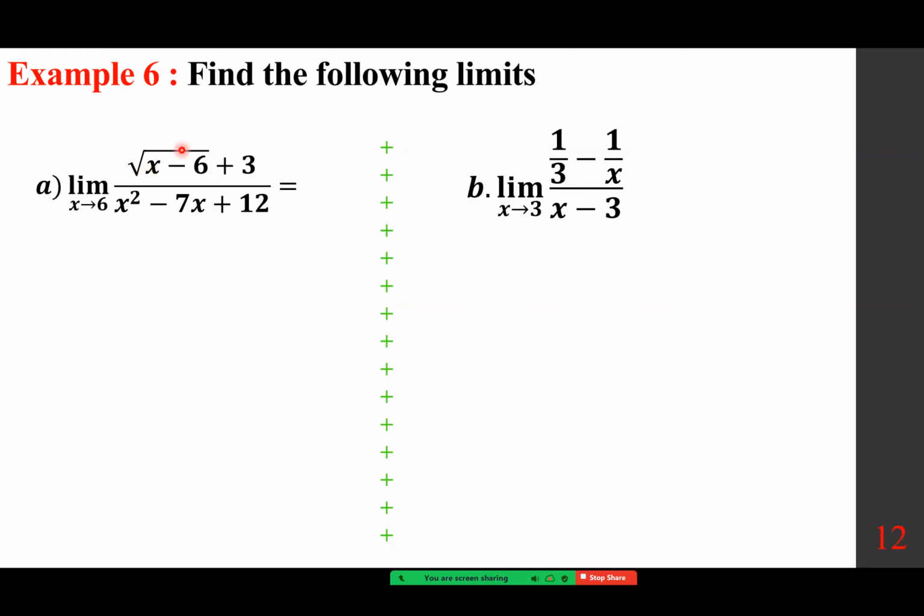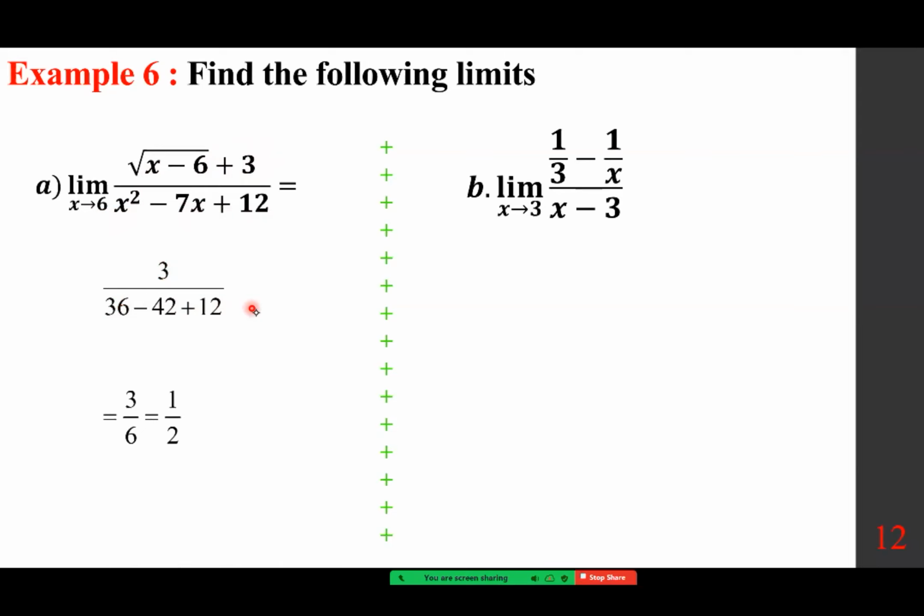If I plug in 6, this is 0. I get positive 3 at top, not 0. Say it again, please. 1/2. Perfect. So this is number 3. And this one, 36 minus 42 plus 12. So the numerator doesn't change. The denominator is 6. So the final answer is 1/2.